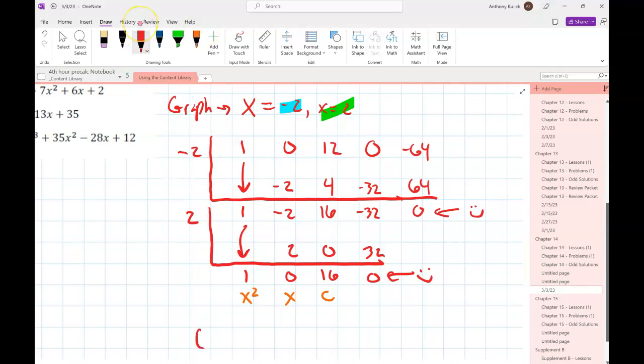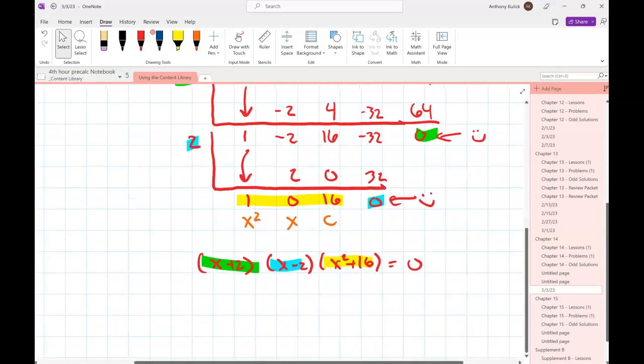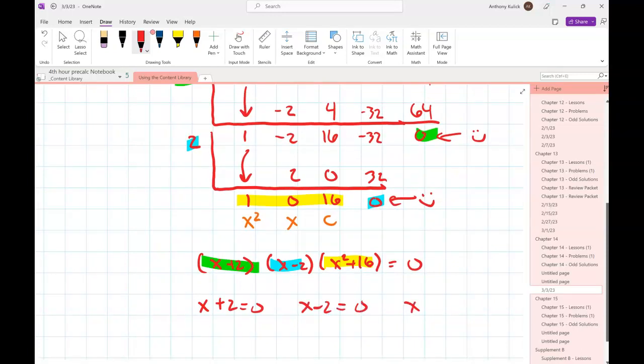So let's put this thing back together. I have a factor of x plus 2 from that piece. I have a factor of x minus 2 from that. And then I have x squared plus 16 from that. That's all equal to 0. Now that I've got it in a factored form equal to 0, I can set each piece equal to 0 individually and then solve.